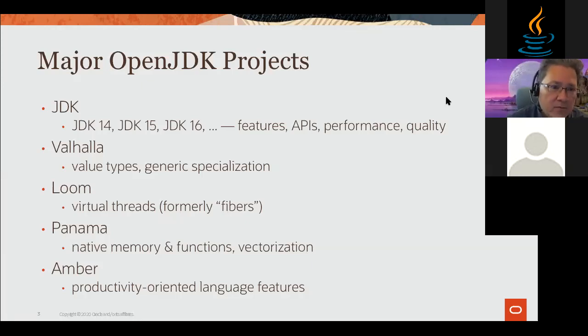There are also several other long-term projects which are not connected to any JDK release. And these might be ones that you've heard of. There's Valhalla, which is covering value types, Loom, which will be introducing virtual threads, formerly known as fibers, Panama, which is dealing with native interfaces and functions, and also there's some vectorization work. And the subject of today's talk is Project Amber, which is adding new features to the Java programming language to improve programmer productivity. Now, there are other talks and materials out there about those other projects. So for today's talk, we're just going to be talking about Project Amber.